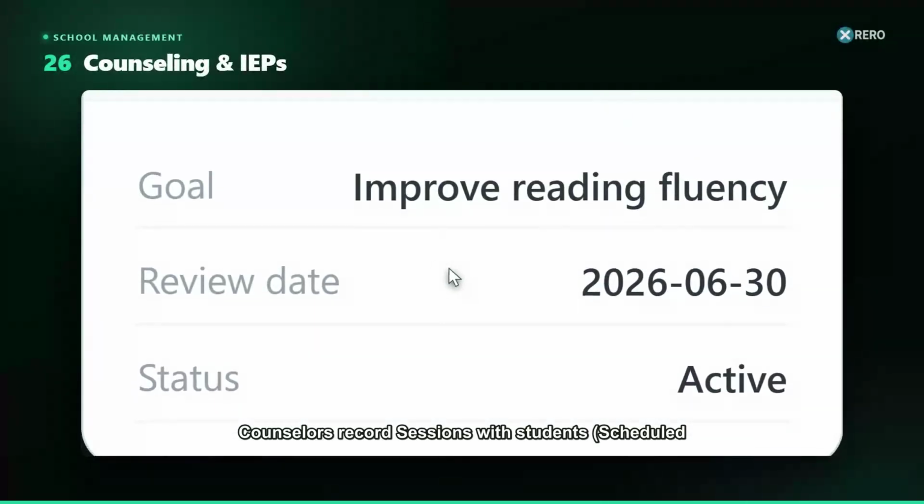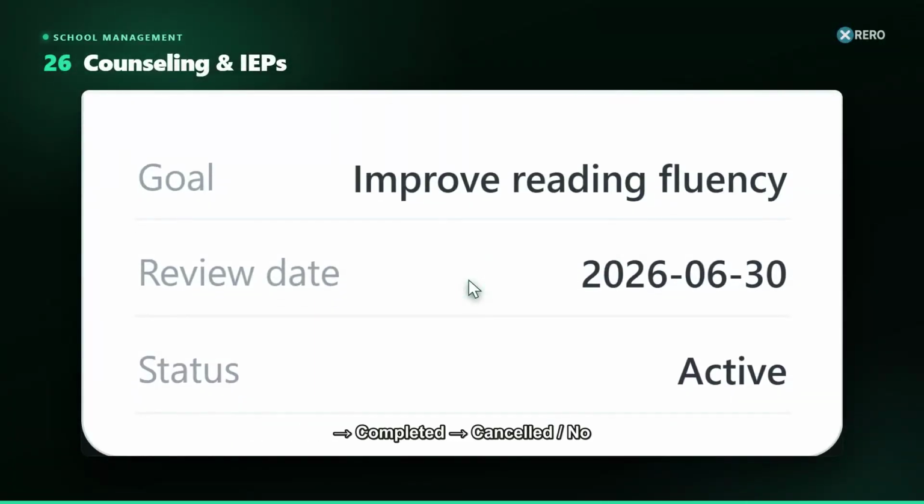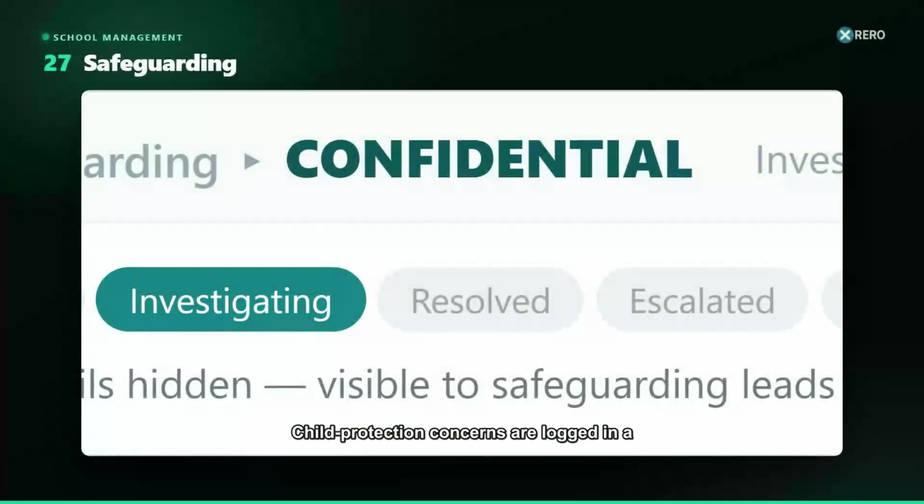Counselors record sessions with students: scheduled, completed, canceled or no-show, and maintain individual education plans, IEP, for students needing extra support. Each IEP has goals and reviews and moves draft, active, under review, completed. Child protection concerns are logged in a strictly access-controlled register and handled: open, investigating, resolved, escalated, closed.